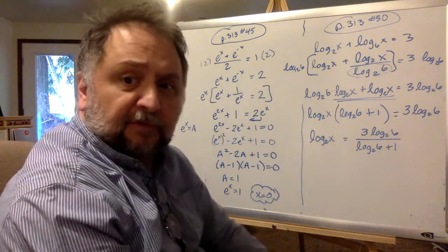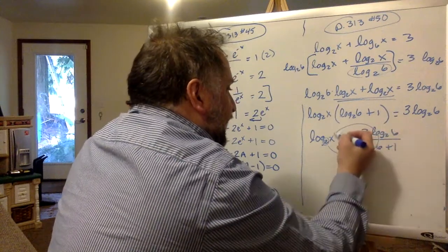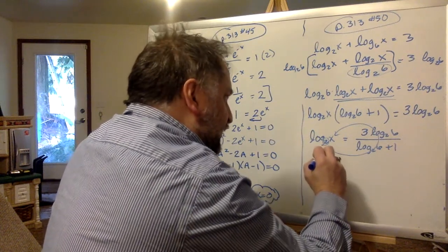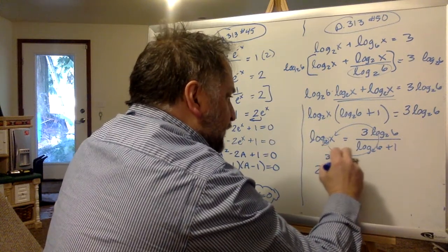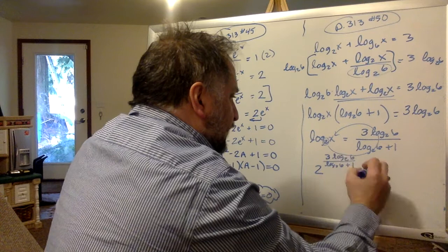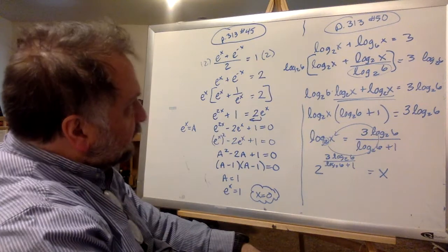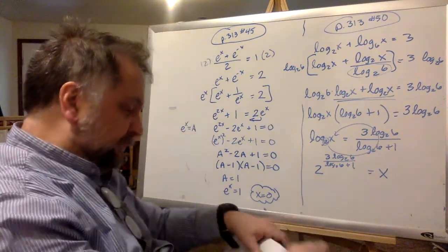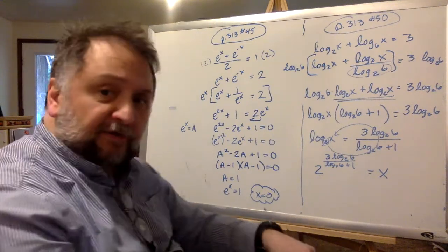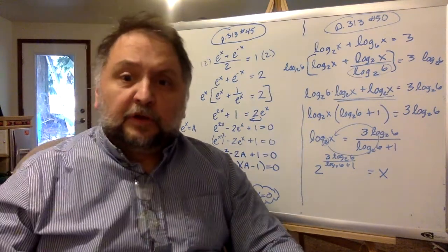Now we're going to change the form. We're going to do our little spiral where this number to that power equals that. So I get 2 to the power of 3 log base 2 of 6 divided by log base 2 of 6 plus 1 is equal to x. So there we go. That's what x is equal to. Let me check the back of the book. Okay, the back of the book got something totally different than I did. Give me a second and let me check that they're the same. Yep, they are the same.